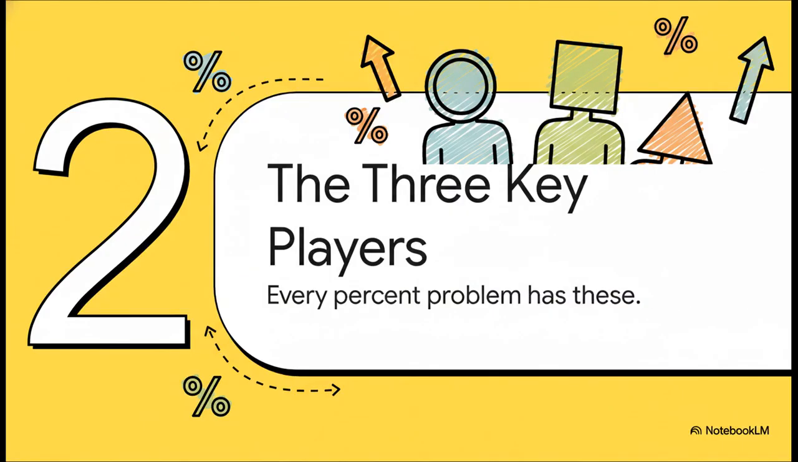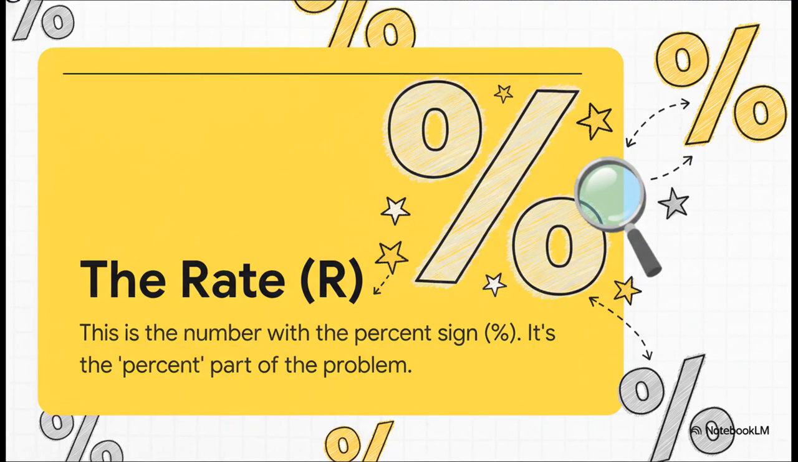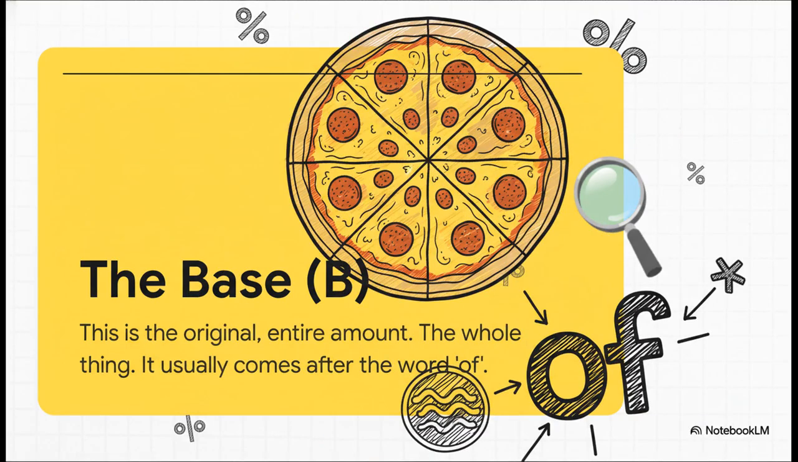Every single percentage problem you'll ever see is like a little play with 3 main characters. Once you know who's who, the rest is easy. First up, we've got the rate. This one's the easiest to spot, no question. Just look for that little percent sign, the percent symbol. See that? Boom, that's your rate. Every single time.